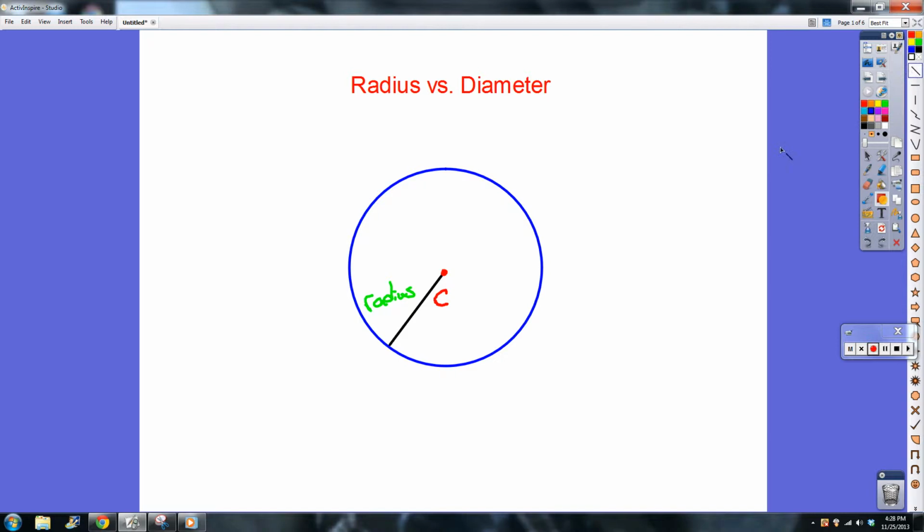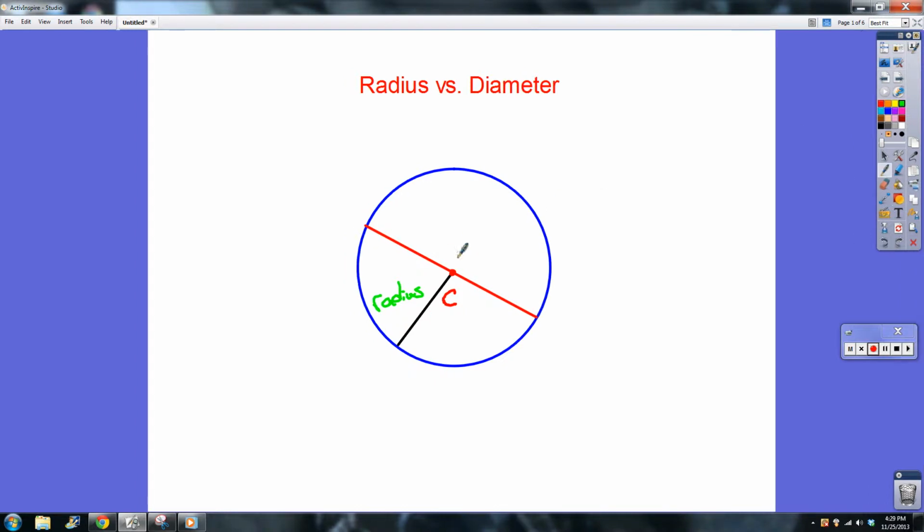Now, wait for me to draw it first. Traveling from the edge of the circle through the center of the circle to the other edge of the circle, that is what we will call a diameter. And I just didn't want you to draw it on top of your radius line is the only thing. That's why I asked for you to wait on me. Okay, so what you'll notice is the radius goes from the center of the circle to the edge of the circle. The diameter goes from one edge to the other, passing through the center of the circle.